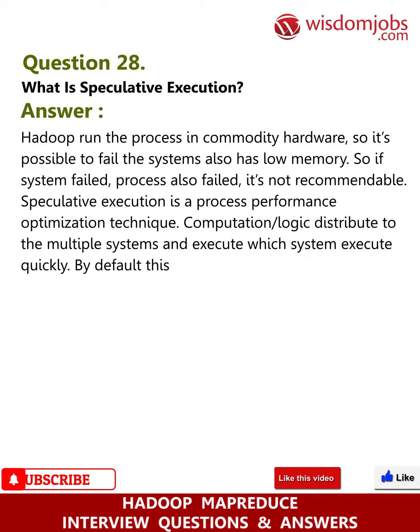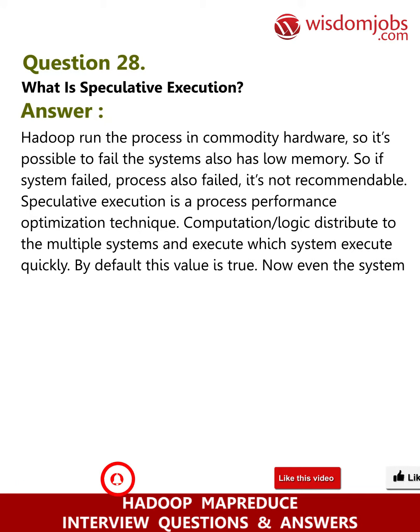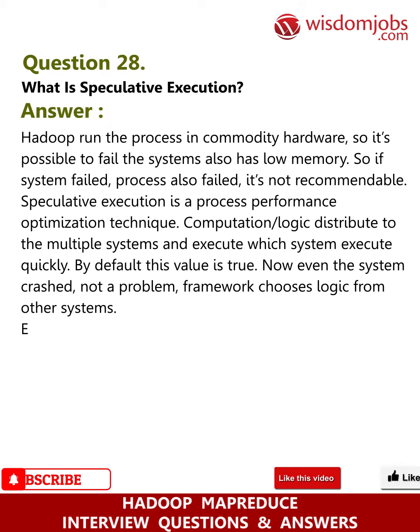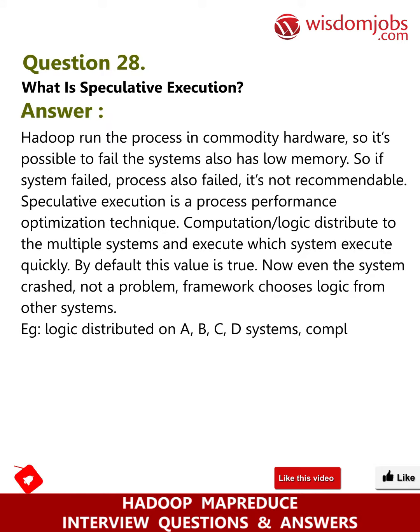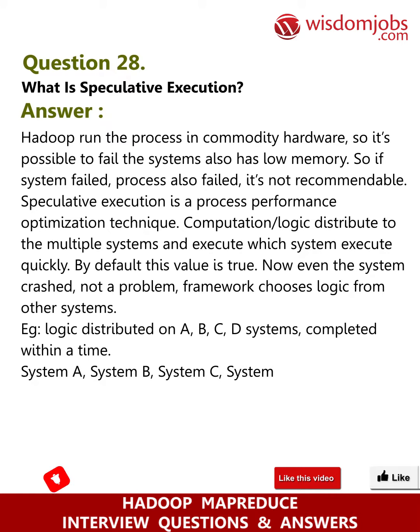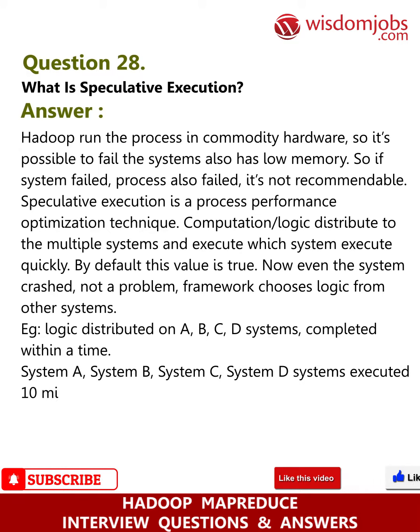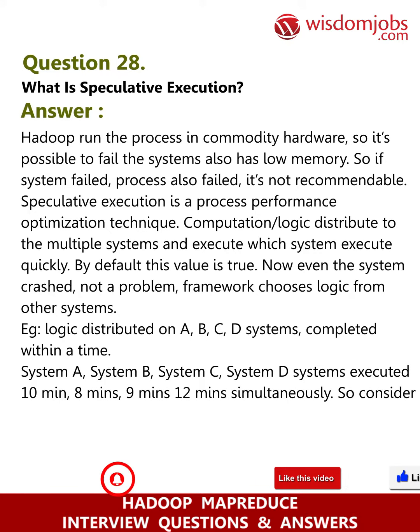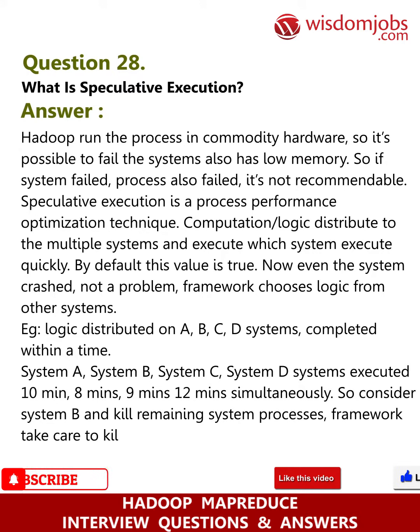By default, this value is true. Now even if a system crashes, it's not a problem. The framework chooses the logic from other systems. For example, logic distributed on systems A, B, C, D completes within a time. System A, B, C and D executed in 10 minutes, 8 minutes, 9 minutes and 12 minutes respectively. So consider System B and kill the remaining system processes. The framework takes care to kill the other system processes.